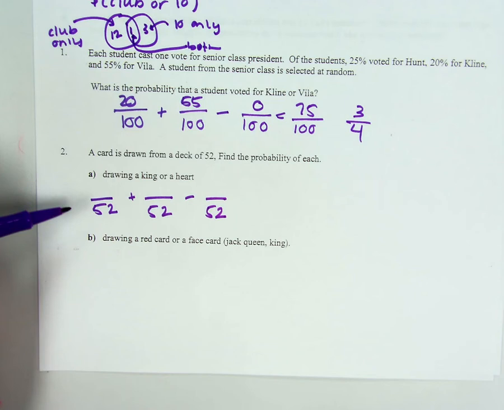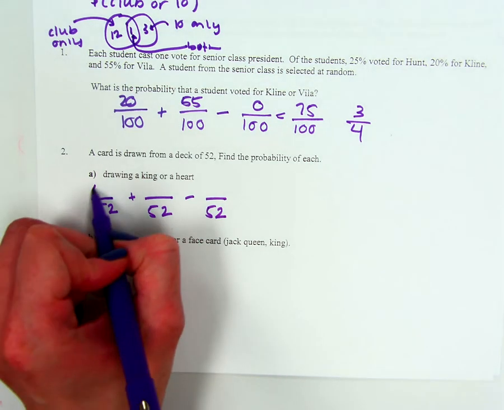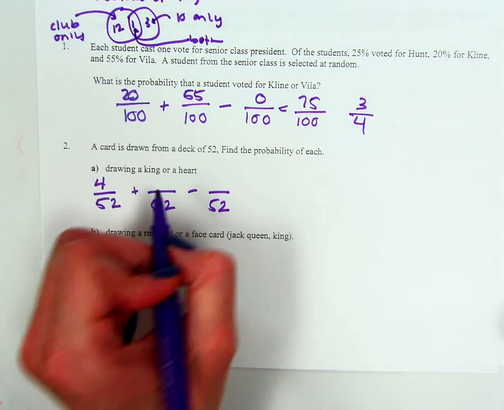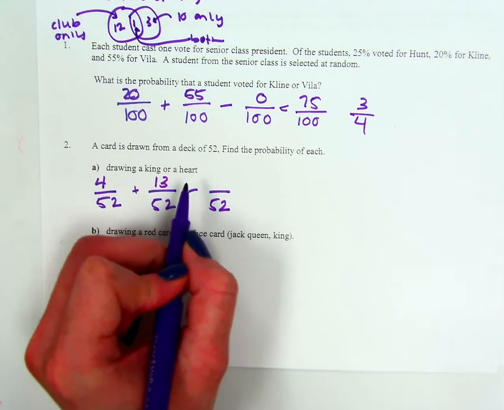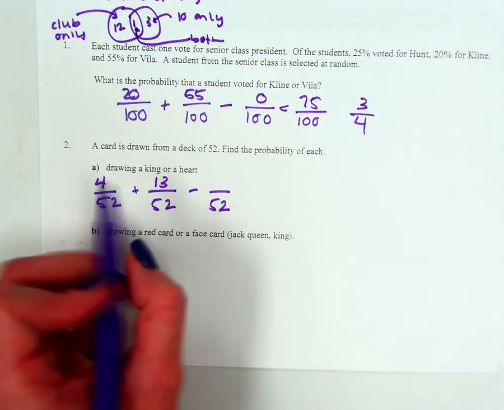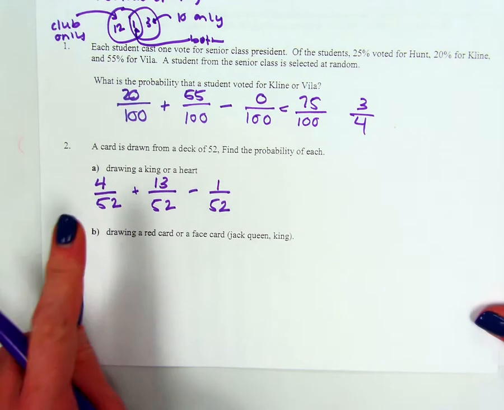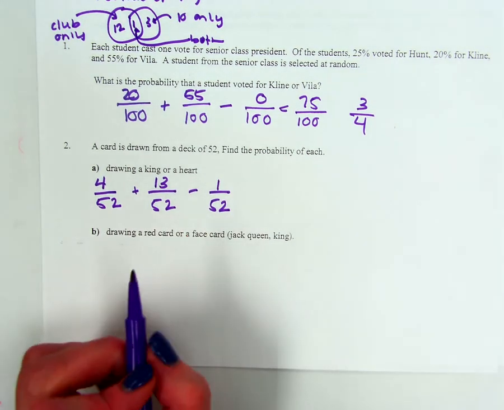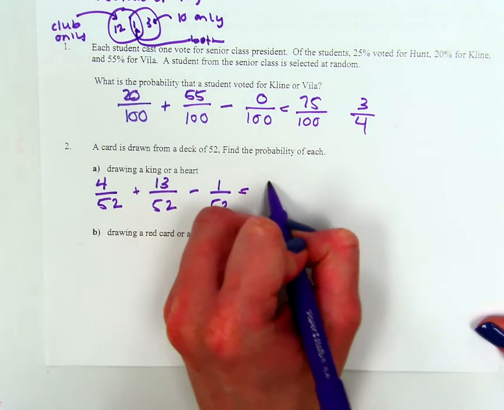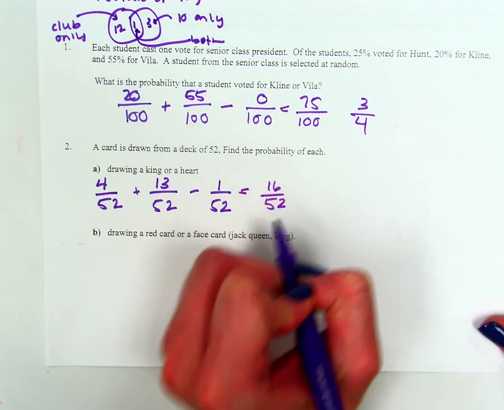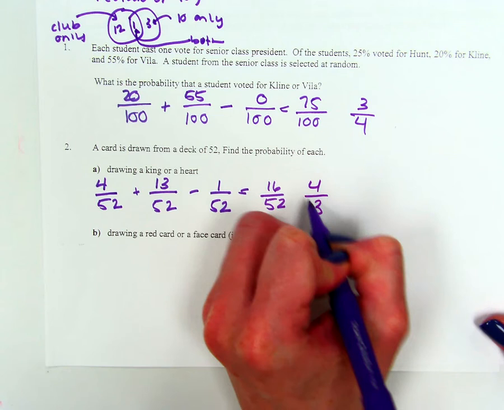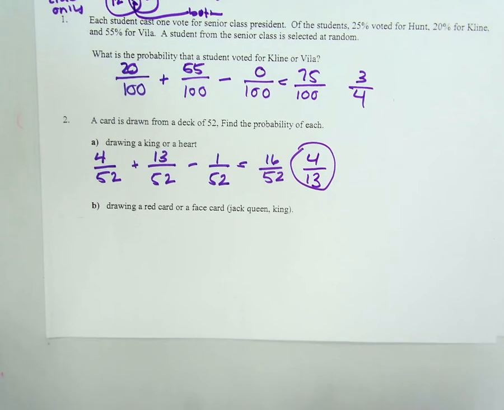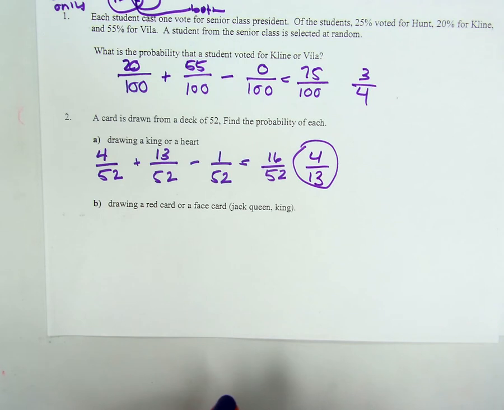Drawing a king, we have 4 kings possible. To draw a heart, we have up to 13. And then the possibility of drawing both of those would be just 1, so we're going to subtract that. So 4 over 52 plus 13 over 52 minus 1 over 52 equals 16 over 52, which is going to reduce down to 4/13.